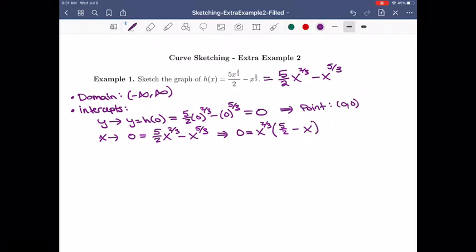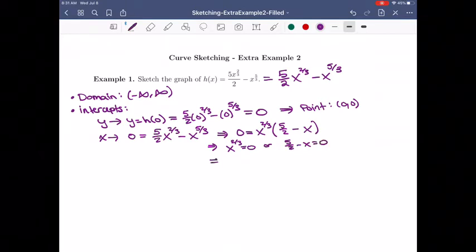Now this is actually easy to solve. When you have two numbers multiplying giving you 0, it means one of them has to be 0. So x to the 2/3 is 0, or 5 over 2 minus x is equal to 0. And this means that x is 0, or x is 5 over 2. So we get an extra point here. The x equals 0 one we already had, but this is a new point: 5 over 2, or 2.5, and 0. So we have a couple of points now.